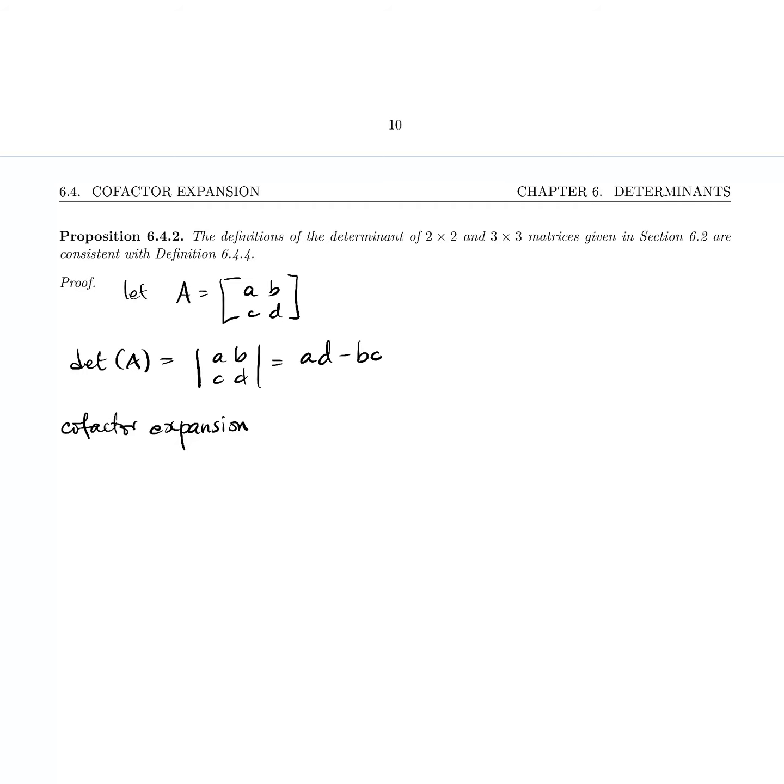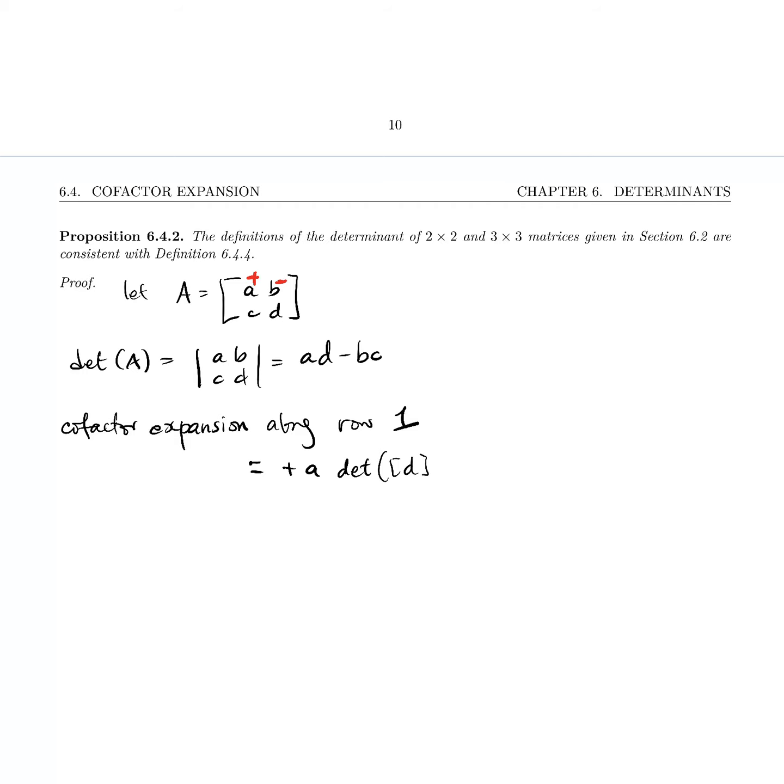So if we do that, we need a grid, right? We need the grid of pluses and minuses. Let's do it along, it doesn't matter which one we do, along row 1. How about that? So we start with the upper left corner as a plus, then minus. So our cofactor expansion is going to be, well, we take the sign and the entry, so plus a times the determinant of the matrix that's left when you remove the row and column of a. So we're left with the small matrix d, the determinant of d.